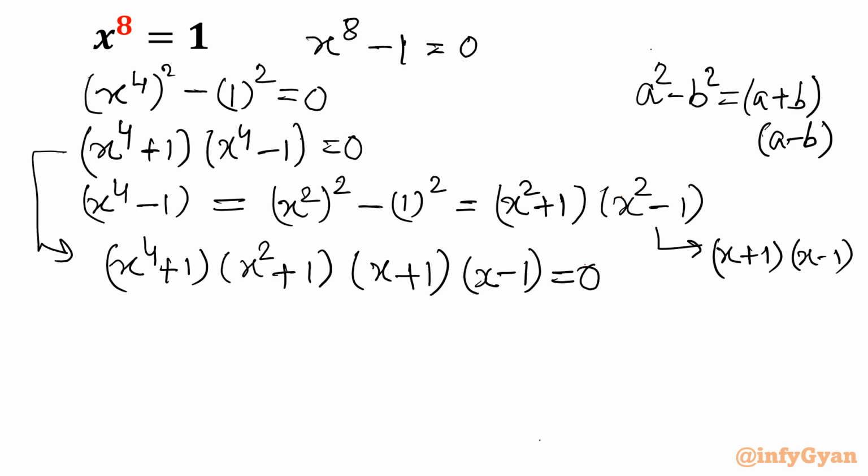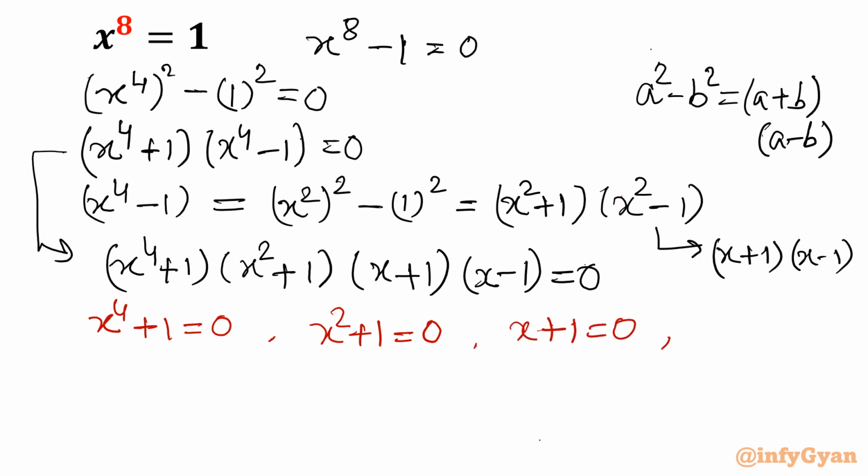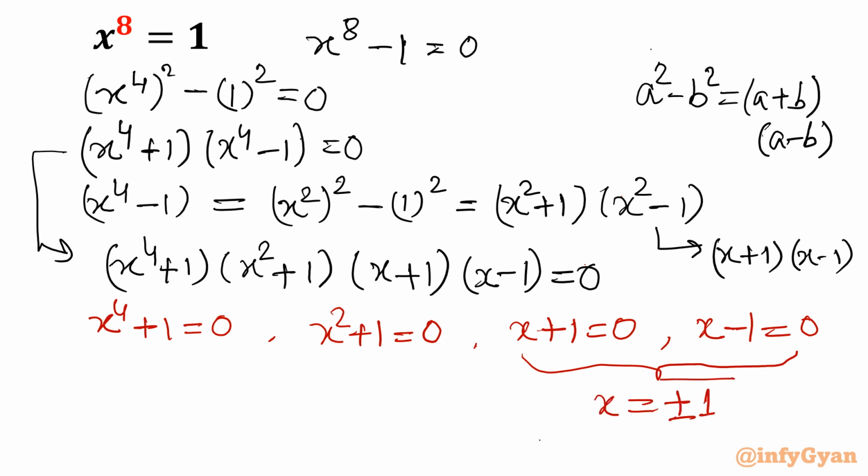So if the product of four brackets, the product of four functions, is 0, then every bracket will be 0. So x power 4 plus 1 equal to 0. Second bracket, x square plus 1 is equal to 0. Third bracket, x plus 1 equal to 0. And fourth bracket is x minus 1 is equal to 0. So from here you will be getting x is equal to plus minus 1, two real roots.